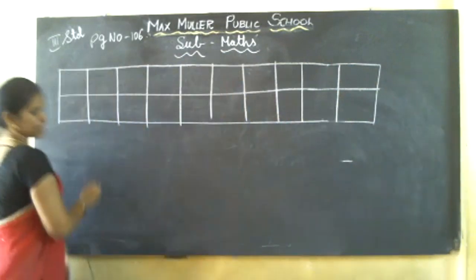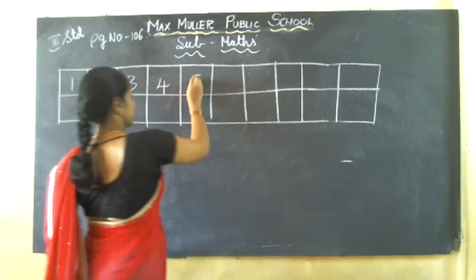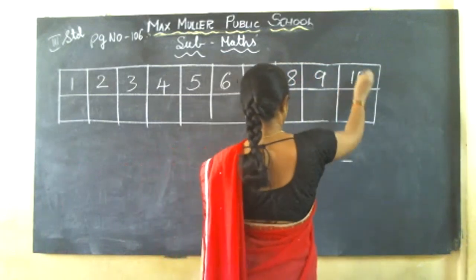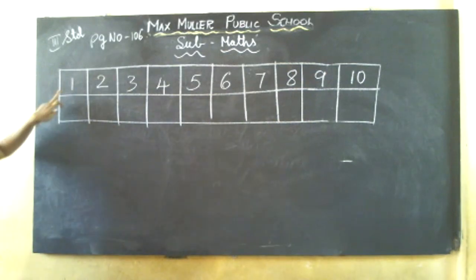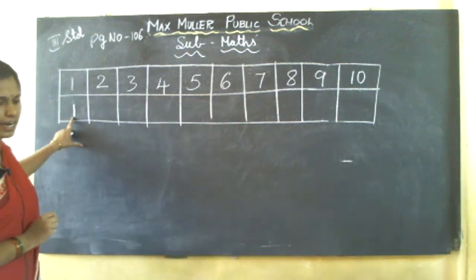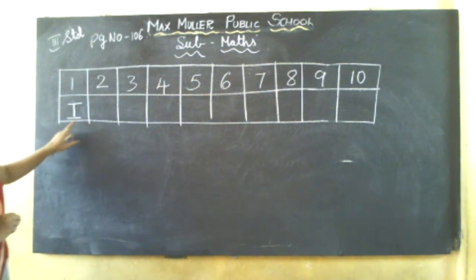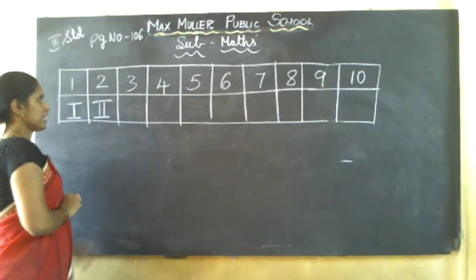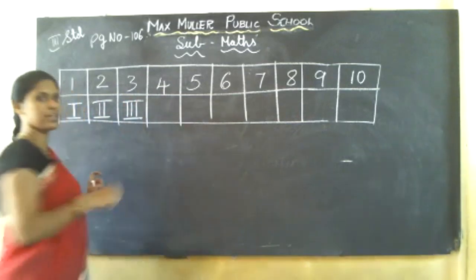Here, what have they given? First, 1, 2, 3, 4, 5, 6, 7, 8, 9, 10. So you have to write the Roman numerals. So how will you write? 1 means, you know, 1, like this you will write. I, 2 means 2 lines you will put. Next 3 means 3 lines, not more than that. You cannot put more than 3.